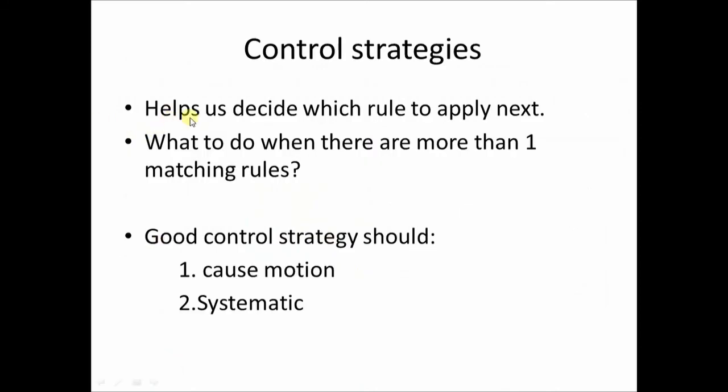So what is important in this case is control strategies. As we have seen, control strategies help us decide which rule is to be applied next, and what to do when there is more than one matching rule. Now a good control strategy should have these two characteristics.